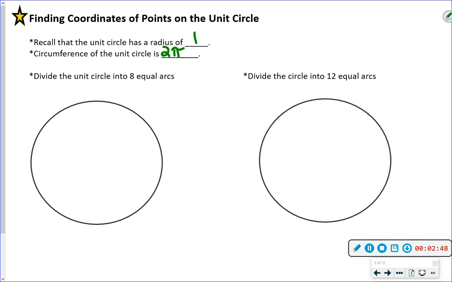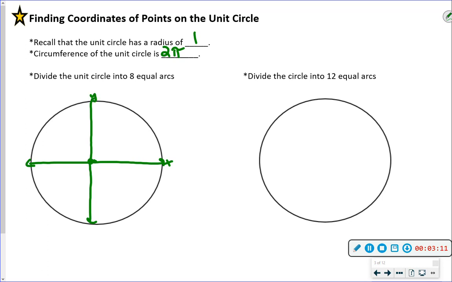Okay, so it says divide the circle into 8 equal arcs. So I kind of gave you the picture of the circle just to make your drawing a little easier here. So of course I'm going to mark the center in here, and I'm going to draw my x and y axes. Square it up here. Pretty good. There's x, of course, and y.